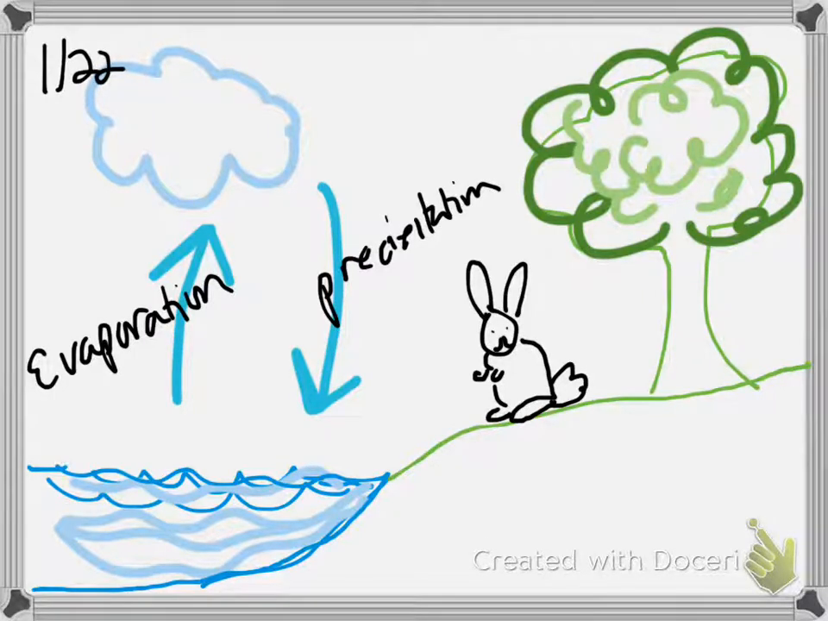What we want to talk about now is going beyond evaporation and precipitation. So how do living things play a part in this? So we have two living things here. One is an autotroph. One's a heterotroph. Which one's the autotroph? The tree. Okay. The rabbit is not an autotroph. So we have an autotroph and a heterotroph.